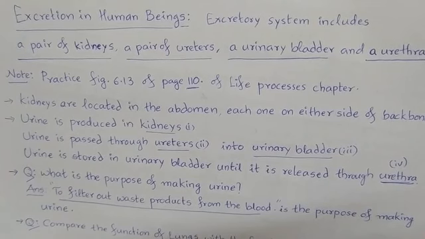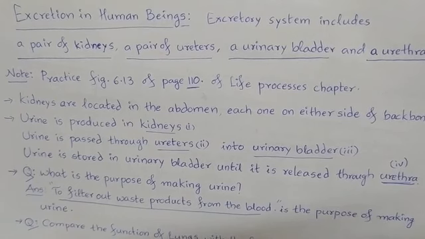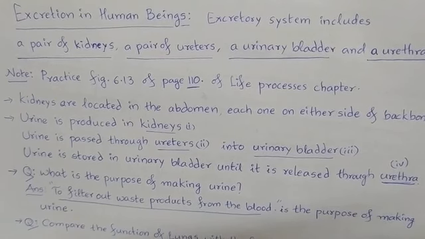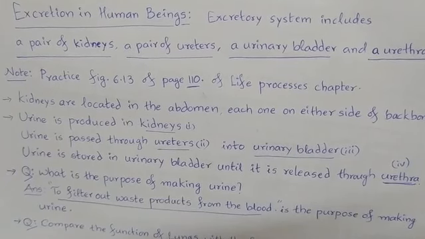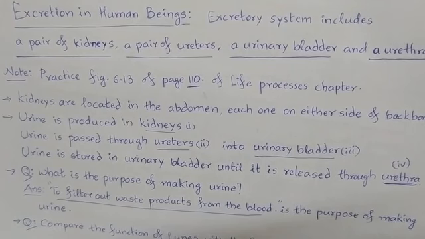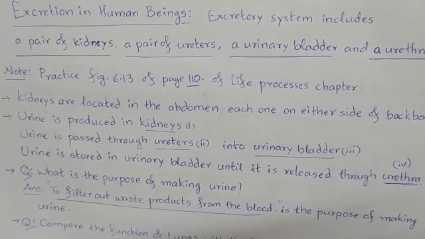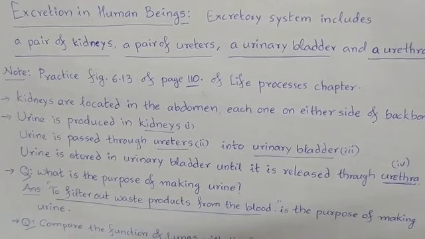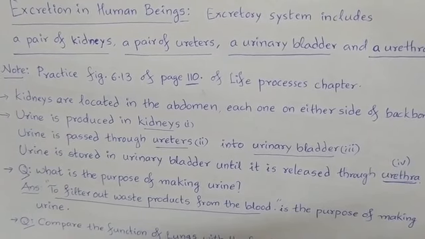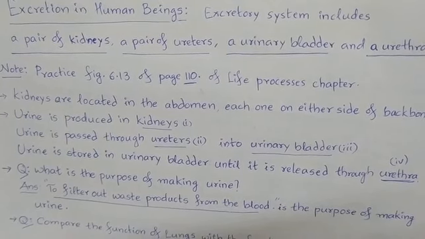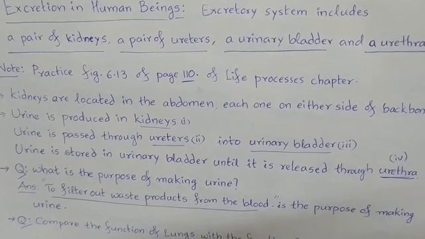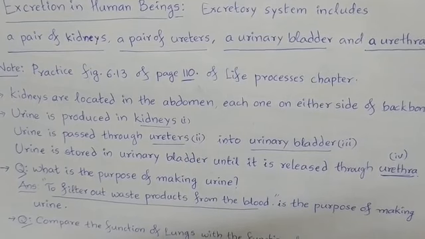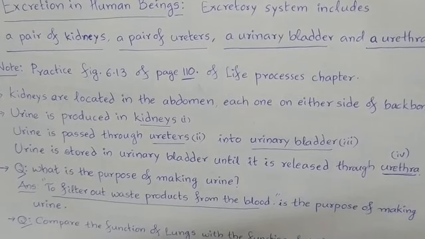Let us see the total phases of urine formation. Kidneys, they produce urine. Urine is produced in kidneys. This produced urine is passed through ureters into urinary bladder. Urine is stored in urinary bladder until it is released through urethra.